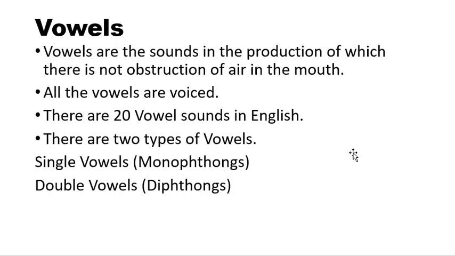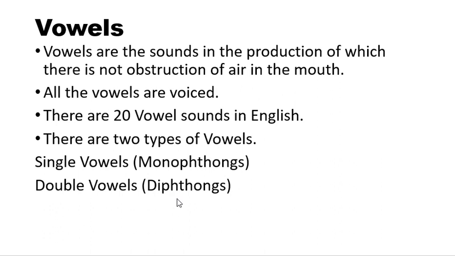Next we'll talk about vowels. What are vowels? Vowels are the sounds in the production of which there is no obstruction of air in the mouth. Consonants are the sounds in the production of which there is either partial or complete obstruction of the air. All the vowels are voiced because there is no obstruction of air. There are 20 vowel sounds in English. There are two types of vowels: single vowels, monophthongs, and double vowels, diphthongs.